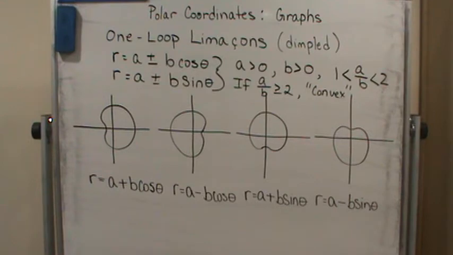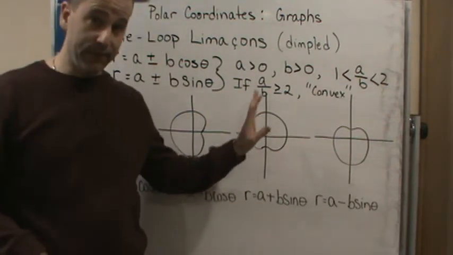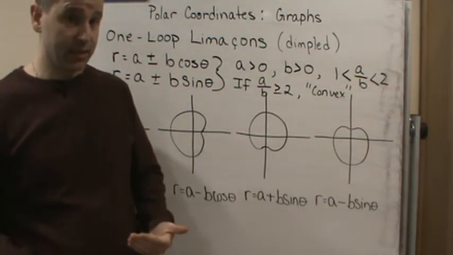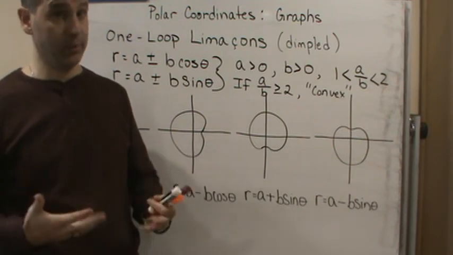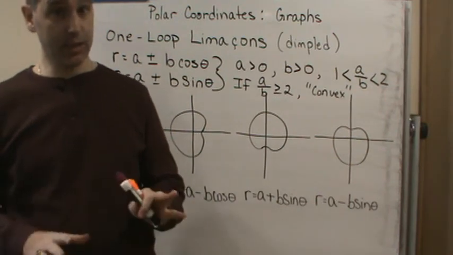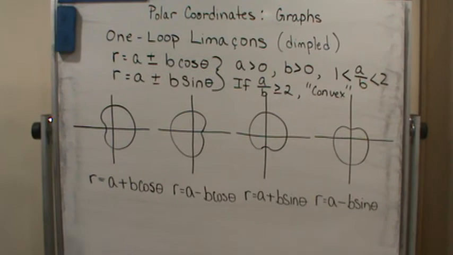Again, the things we're going to do is test for symmetry. Now remember, when we test for symmetry, if it fails the test, it does not necessarily mean that it doesn't have that symmetry. So again, you've got to test points and things like that. So we're going to go through these steps.